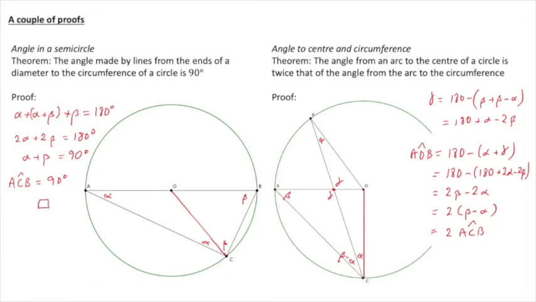times the angle at ACB, which is the angle subtended to the circumference from the arc. And we've therefore proven the theorem. So we do our little square.